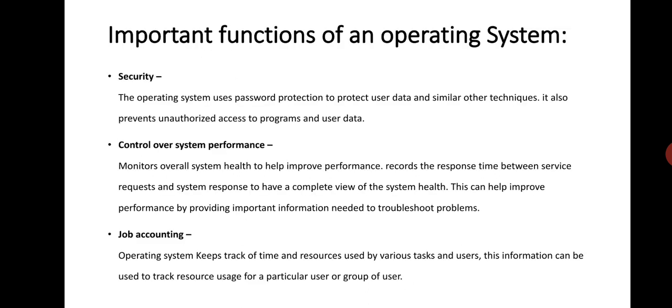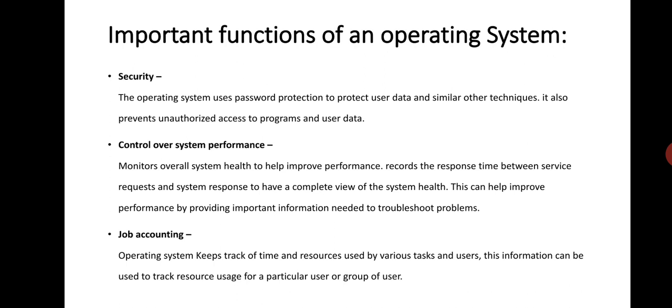Now we will see the important features or functions of operating system. Let me name all the functions. These are the main functions of operating system. One is memory management, processor management, device management, file management. Then after, security is one function, control over system performance, job accounting, error detecting aids and coordination between other software and users.